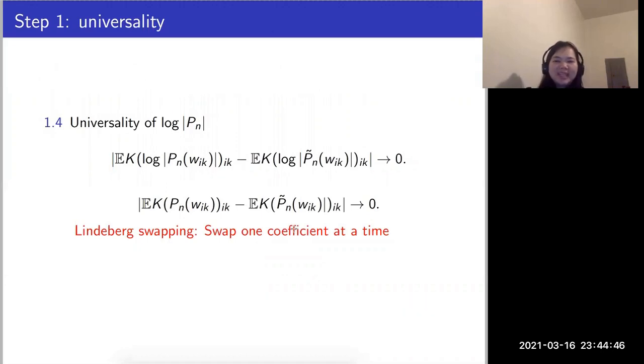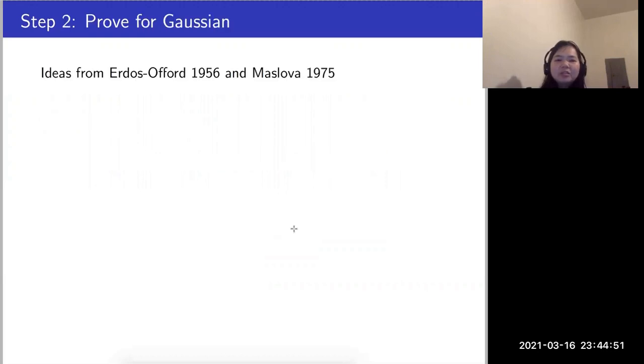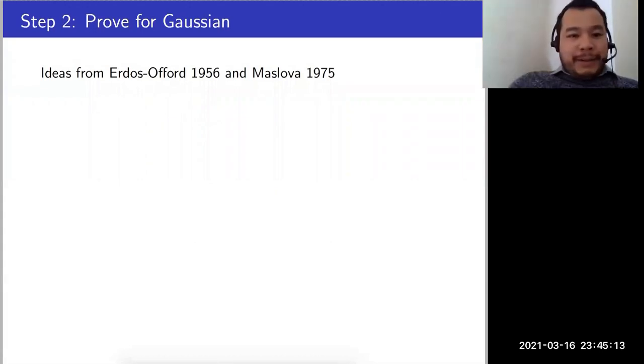Now the second part is to prove the statement for the Gaussian. This is independent from the universality step, and because we are running out of time, let me stop here and see if there are any questions. Thank you so much for your attention.